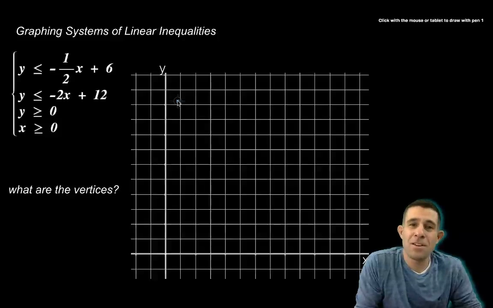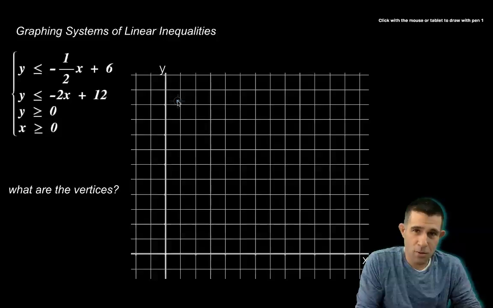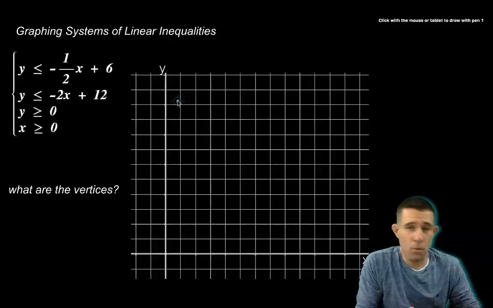Hey guys, today we're going to be talking about graphing systems of linear inequalities. Now, a few days ago we graphed systems of equations, and that was just graphing more than one line on the same coordinate plane. And what we looked for is their intersection point, and we said the intersection point was the solution to that system. Well, the same is true for graphing systems of linear inequalities.